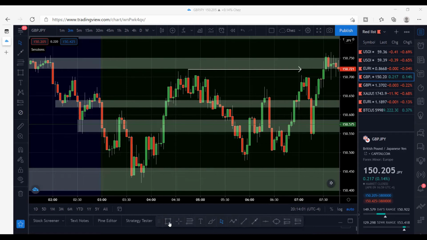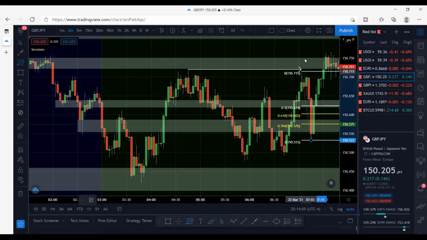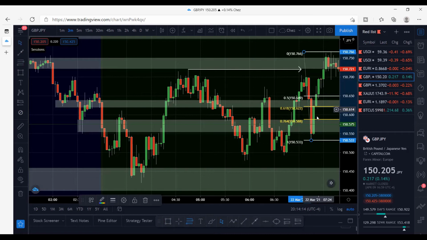Okay. Yo, okay, let's see now. Fib retracement from this point right here to this point right here. We're looking for a pullback to either the 61.8 or the 76.4. Okay.